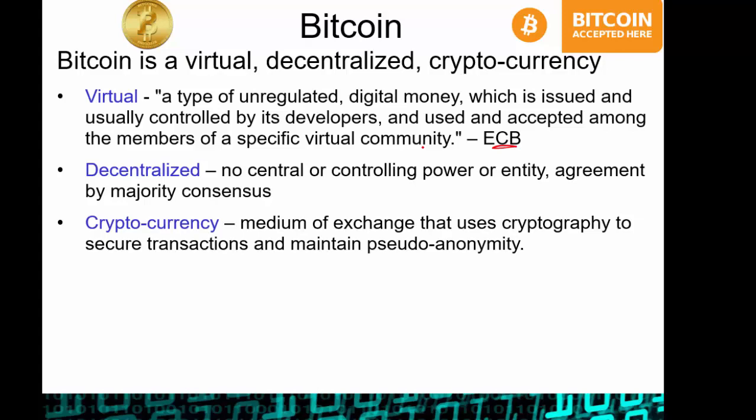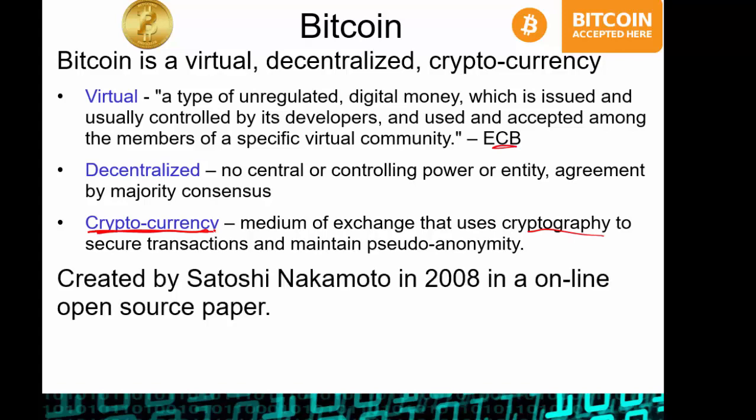The last thing is that Bitcoin is called a cryptocurrency, and most of these virtual currencies are cryptocurrencies, and that means the medium of exchange uses cryptography to secure your transactions and to maintain pseudonymity and anonymity. Sometimes people think this is a positive, some people think this is a negative, but it's a feature of Bitcoin. It's actually a feature of most virtual currencies. Just a little about Bitcoin.